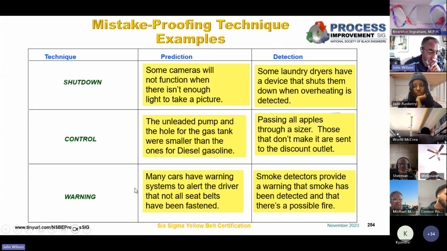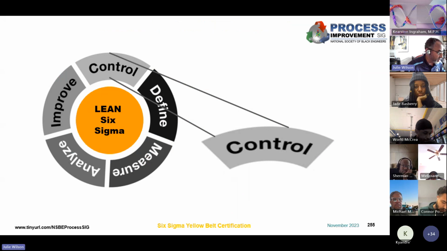So this is another part of the improve phase. Once you figure out what factors can cause your process to go wrong, implementing methods to prevent those errors from occurring. Questions or comments?